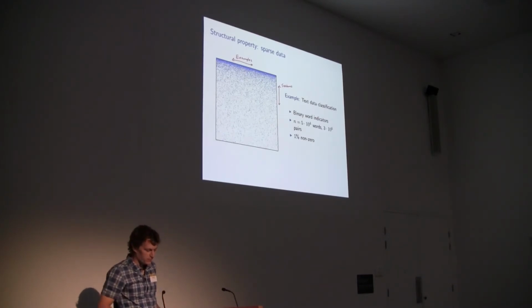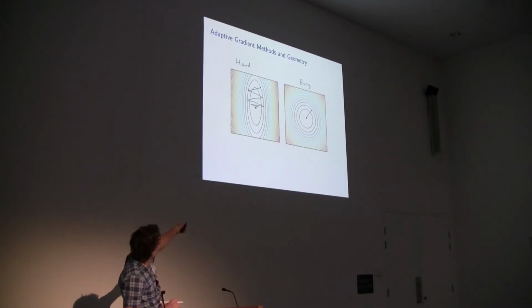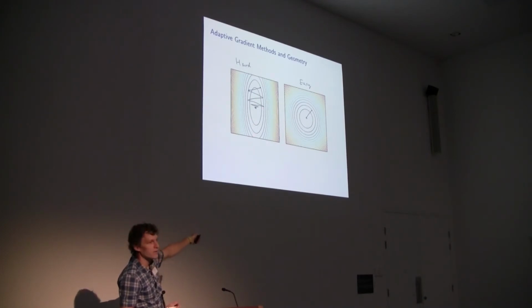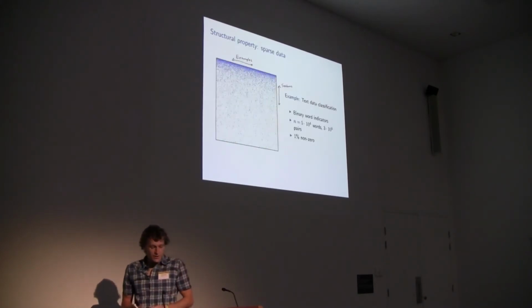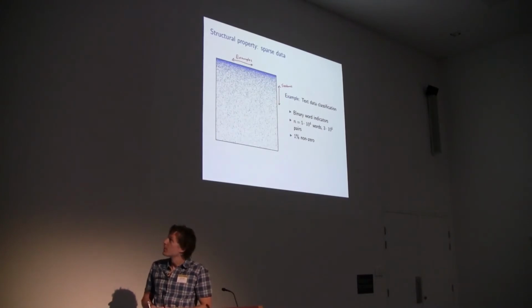In this picture, this direction corresponds to a sparse feature. There's not very much information in the curvature of your problem there. So this direction is a sparse feature, and this direction is a commonly available feature. All right, so what might you do to be able to address things like this?